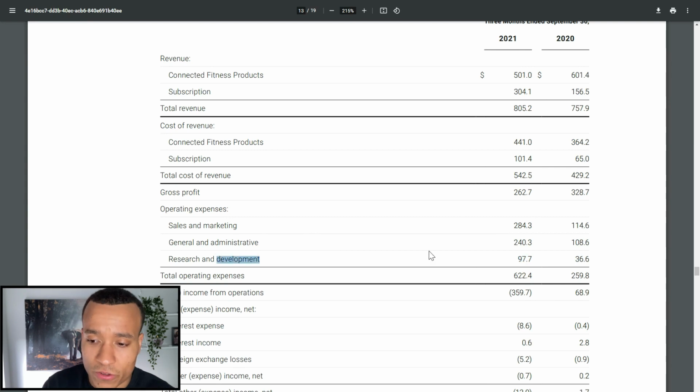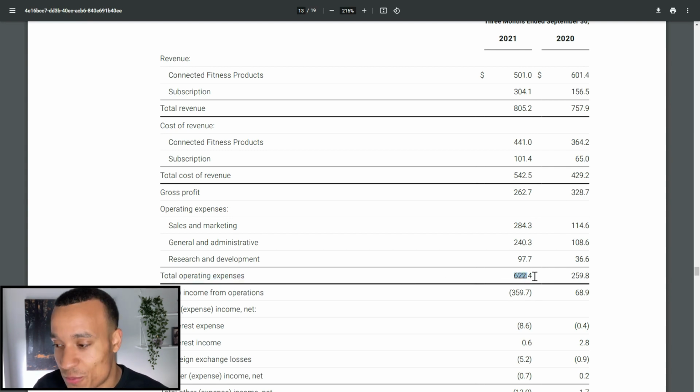So the fact that they're putting a lot of money into research and development is actually a good sign. However, when we look at the total operating expenses, we can see for the year that was $622 million compared with $260 million the year before. So again, more than double the amount of operating expenses.